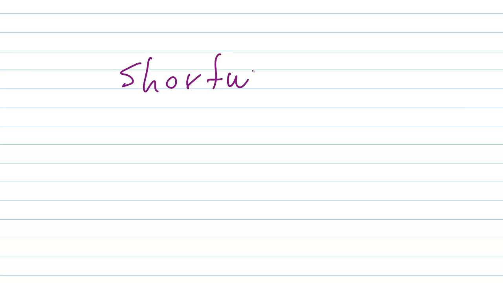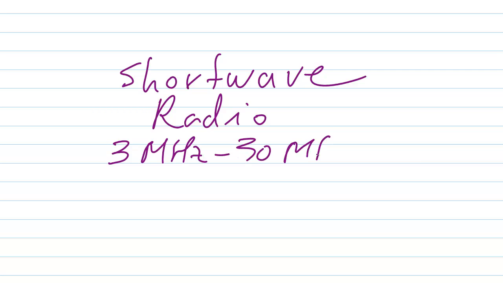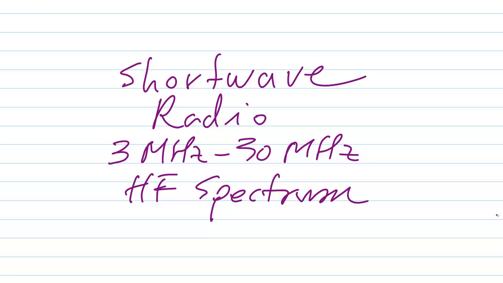Shortwave, or shortwave radio, refers in particular to receiving on frequencies between 3 megahertz and 30 megahertz. That's the HF, or high frequency spectrum. However, you can also consider shortwave to extend all the way down to the top of the standard AM broadcast band, in which case it would be more like 1.6 to 30 megahertz.